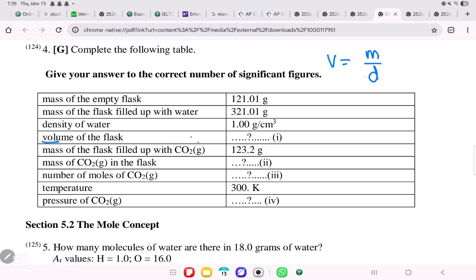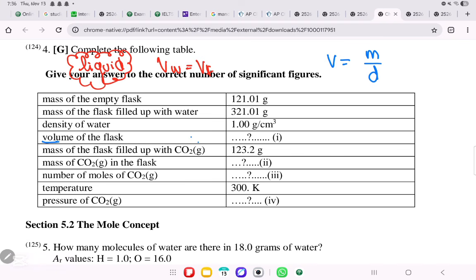So I have the density. I can find the mass of water and then divide it by the density of water. Why? Because I don't have the density of the flask. However, I do know that water is a liquid, and what do liquids do? They take the shape of their container, meaning it will also take the volume of its container. So the volume of water is equal to the volume of the flask, right?